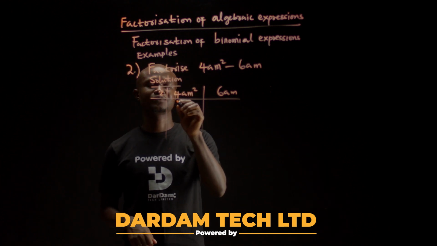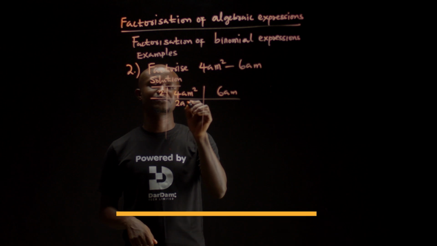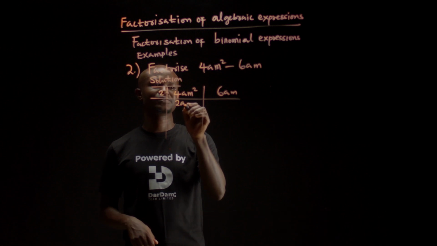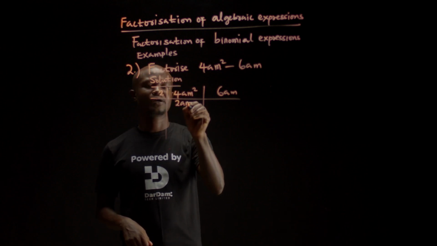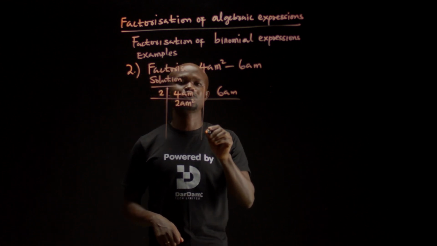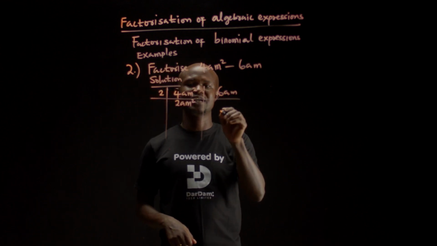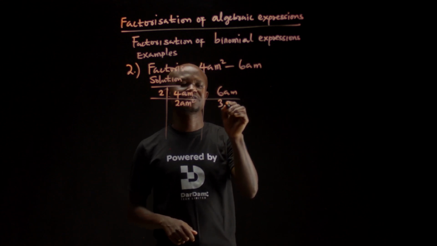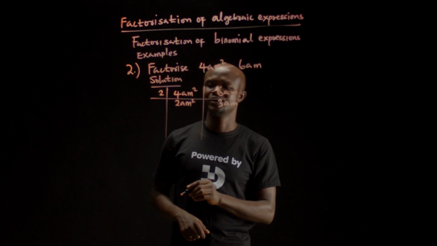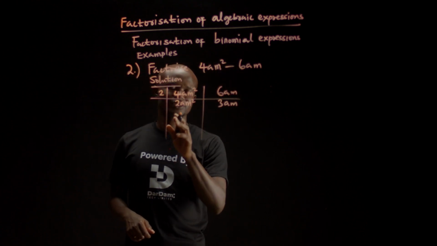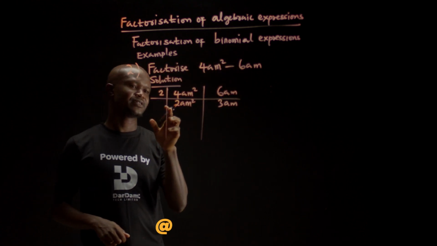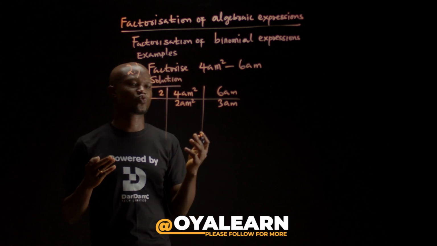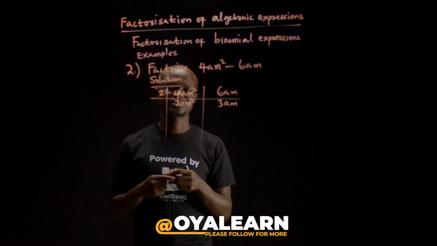We have 2a, m squared. Then what do we have also? We have 6 divided by 2. We have what? 3. 3am. Now, also, if we check here, between 2 and 3 now is just 1. So we can move to the letters.